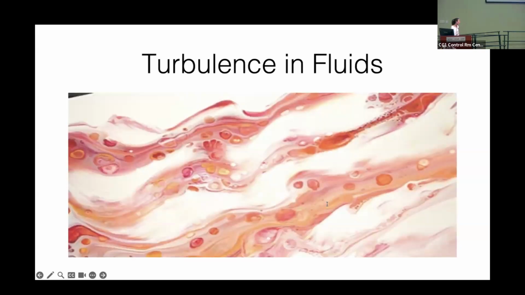And like I said, I'm going to start by introducing this topic by discussing turbulence in standard fluids.